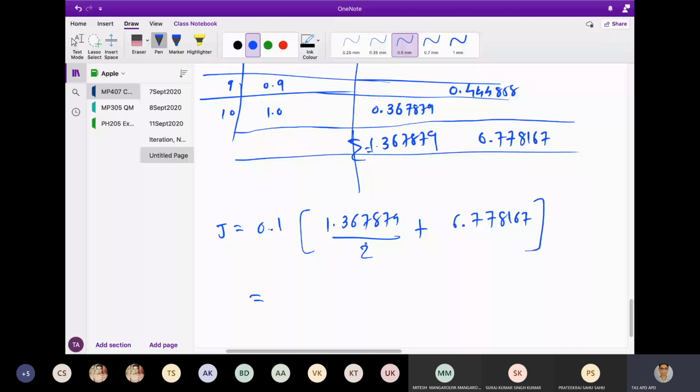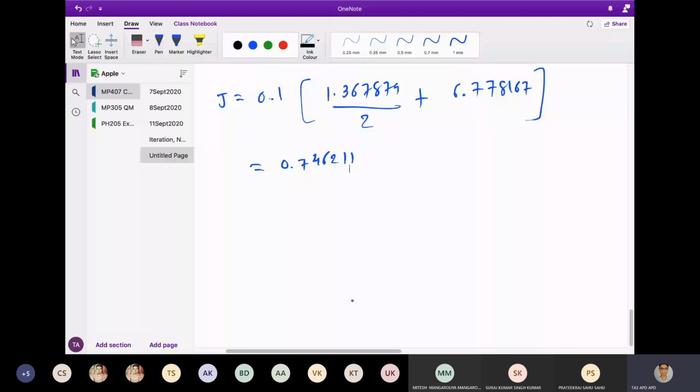ठीक है, so you just work out this well and you should get an answer somewhere close to 0.746211. ठीक है, so you should be getting these answers. Acha, so okay, so that is the answer.